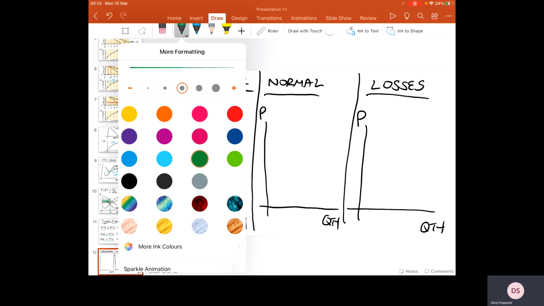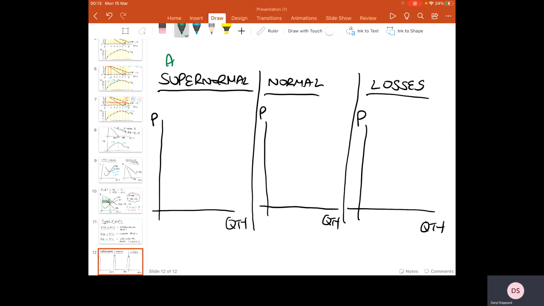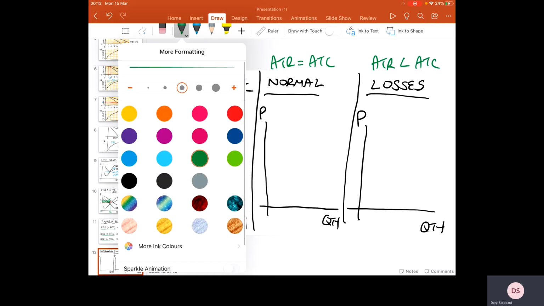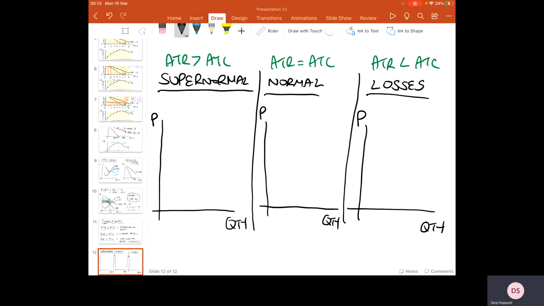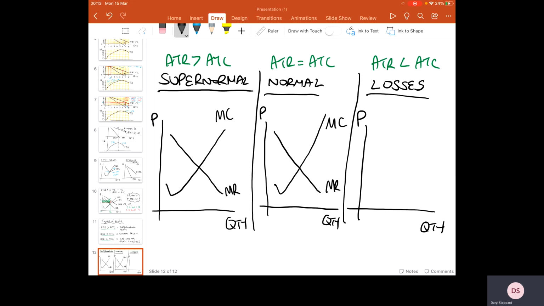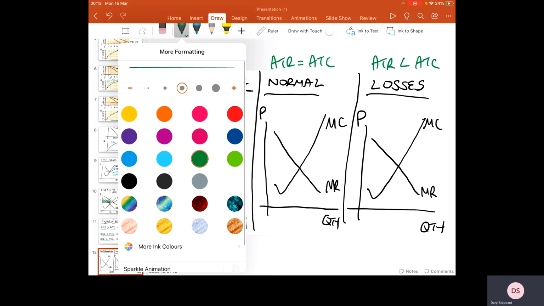So remember, if I was defining these different types of profit, supernormal is where ATR exceeds ATC. Normal profit is where ATR is equal to ATC. Losses is where average total revenue is less than average total costs. Now, just to make this consistent, I'm going to use the profit maximizing output point to show these three different types of profit. So I'm going to kick off by drawing three identical diagrams. We'll start by drawing the profit maximizing output. Remember, profit maximization will always occur when MR is equal to MC. So let's label that profit maximizing output.